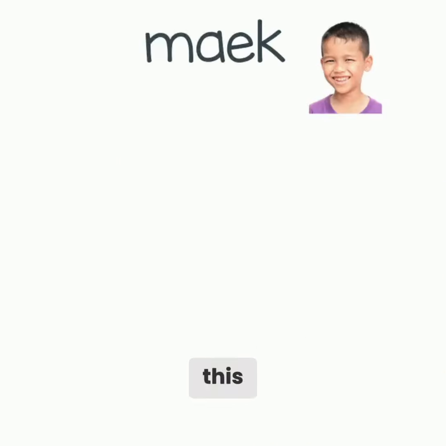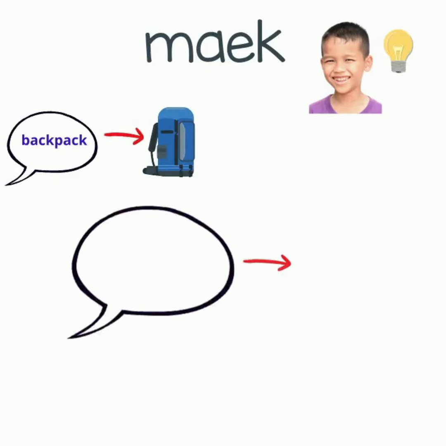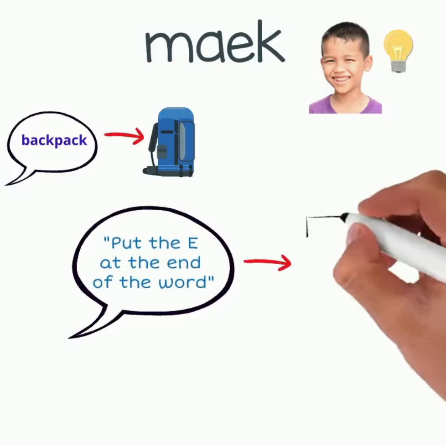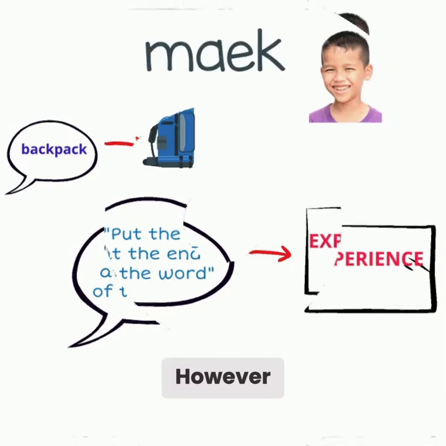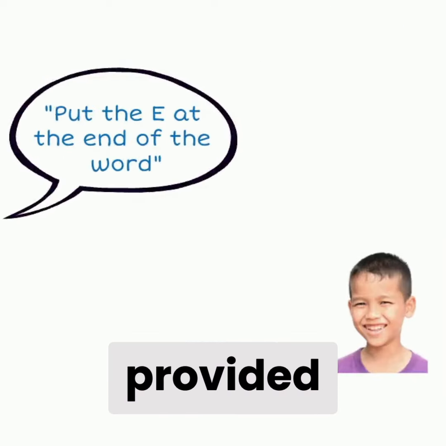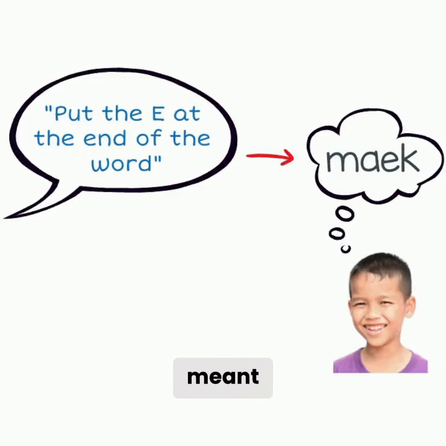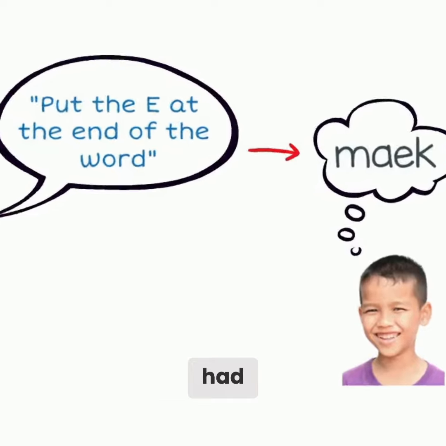Now let's relate this analogy to spelling. Just like the child learned the word backpack in the presence of a backpack, the child needs to learn the meaning of the verbal phrase, put the E at the end of the word. This is best done in the actual presence of doing it. However, this experience was not provided by the teacher, and the child simply wrote what he thought the teacher meant. It is hard for young kids to imagine an experience that they never had.